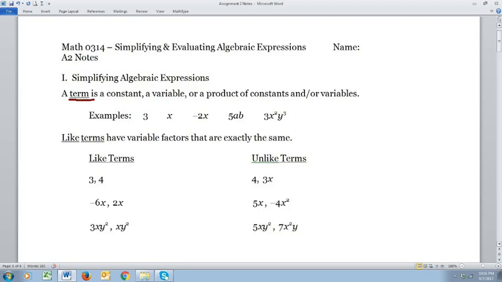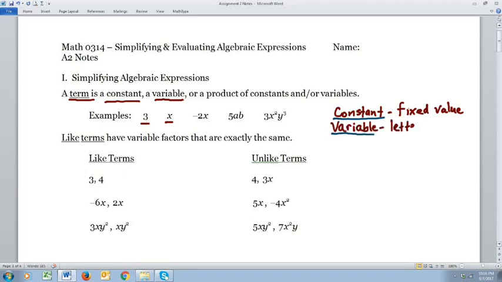So first of all, it says a term is a constant, a variable, or a product of constants and/or variables. So it's important to know what a term is. It could be a constant; a constant has a fixed value. It could be a variable. Basically, a variable is just a letter that's used to represent an unknown value. Or you could have products of constants and variables. So the key word is product, which means multiplication. So notice all three of these other terms, they're products of constants and variables.